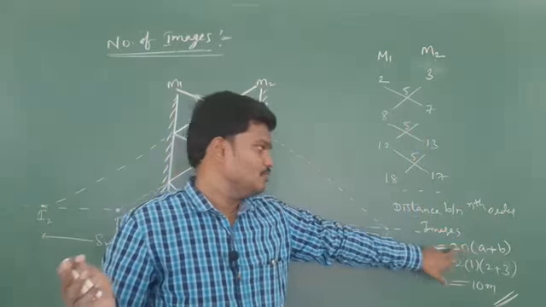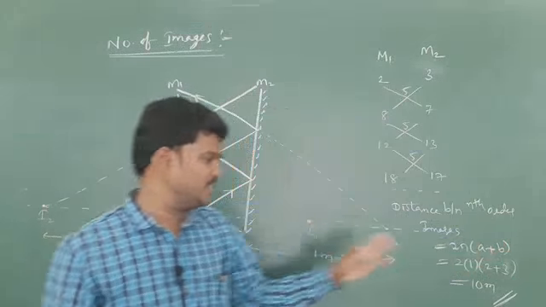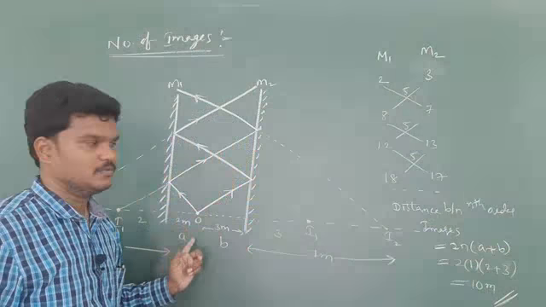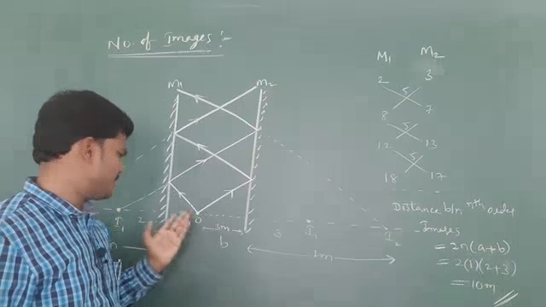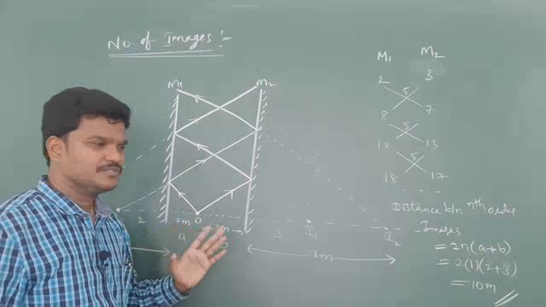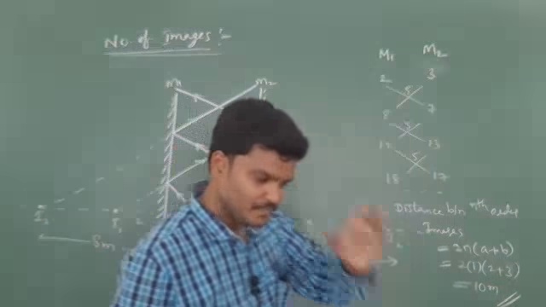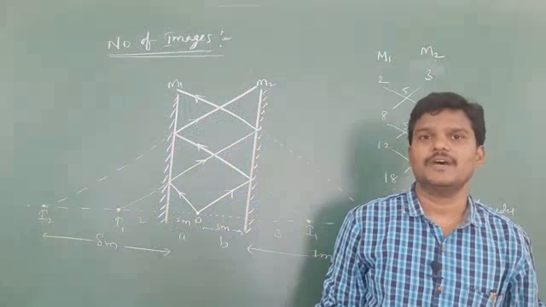2 into 4 into 2 plus 3. Okay, 2 plus 3 is the distance between the mirrors. One is a, the other one is b. They may give this is 3, this is 4. They may give this is 5, this is 7. So you follow this technique. It will help to solve when plane mirrors are given parallel.